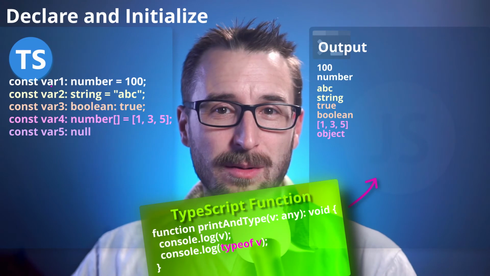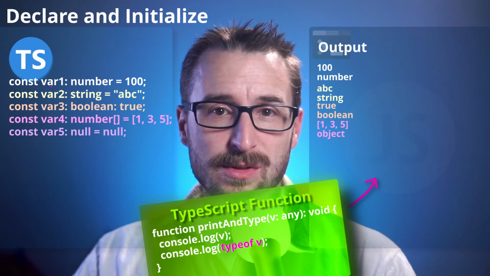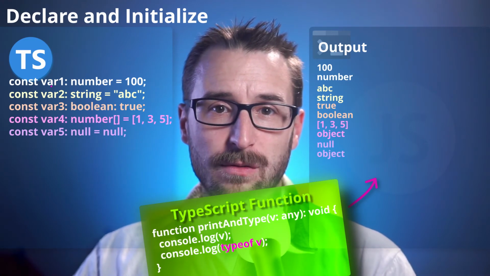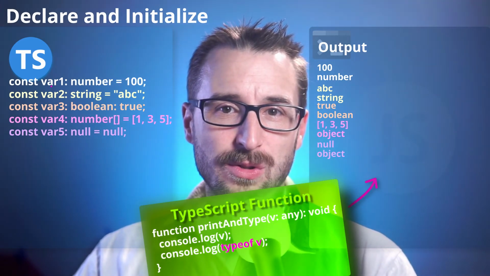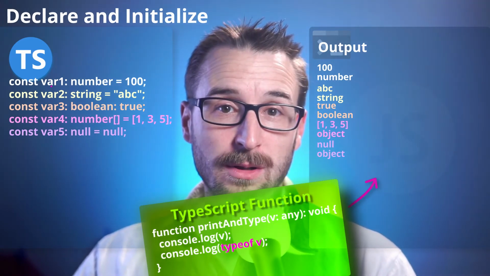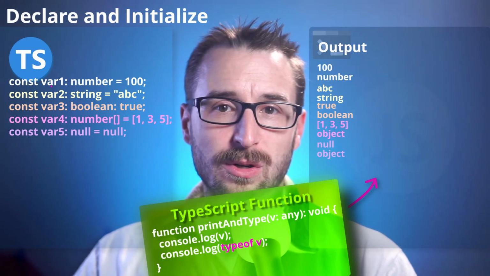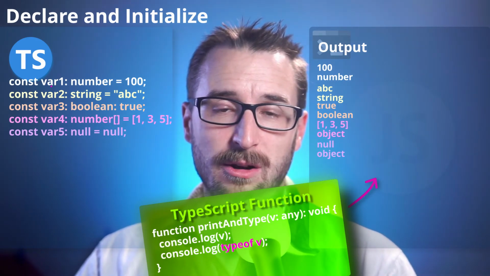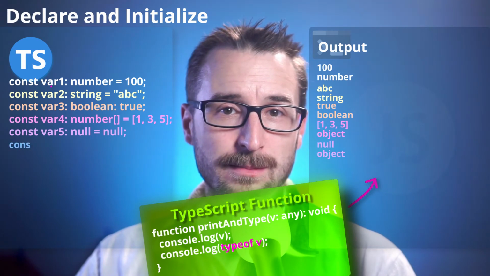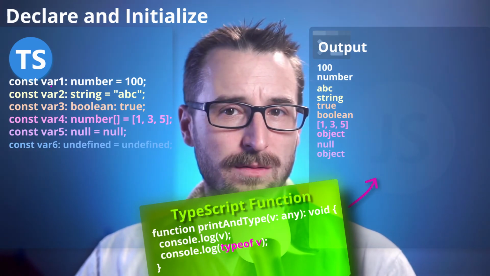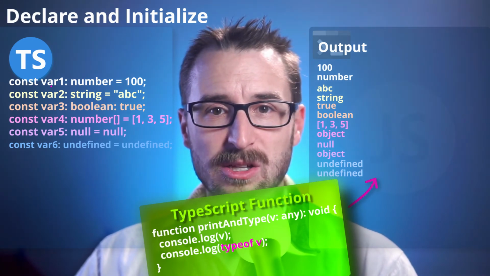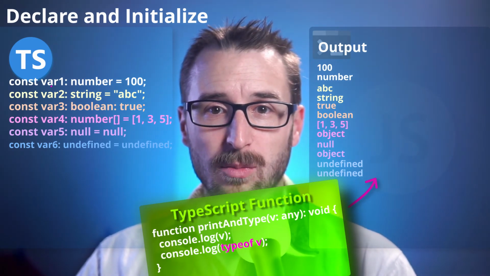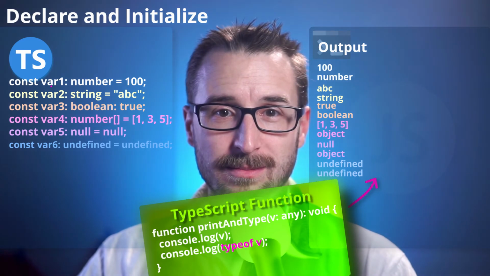The fifth variable is null, and is an interesting one that we will discuss further in future episodes. As we can see, null appears to have the value of null at runtime, and it returns object, similar to the array, when using typeof. Undefined returns undefined and is of type undefined. No surprise here, but stay tuned to understand the difference between a null variable and undefined.